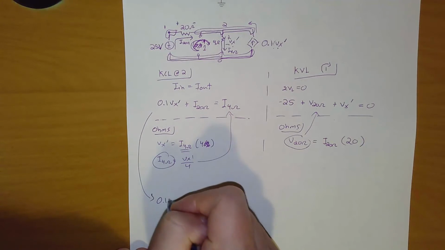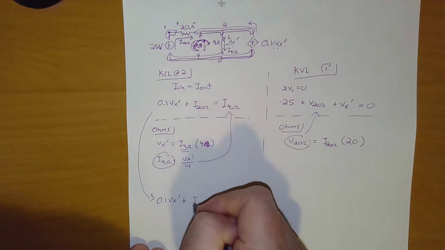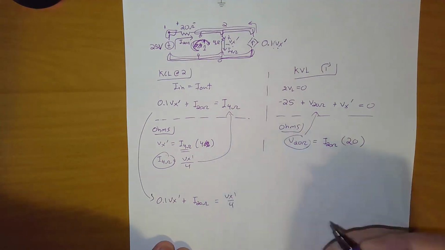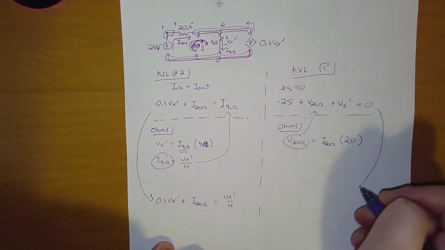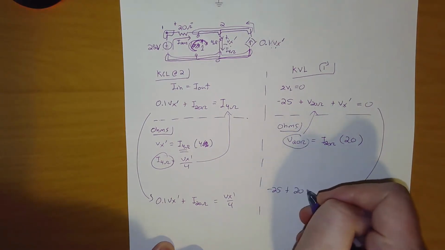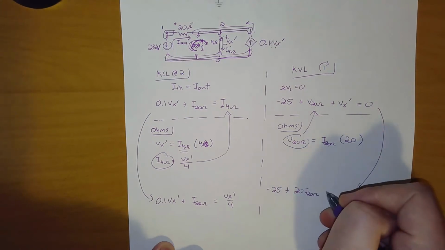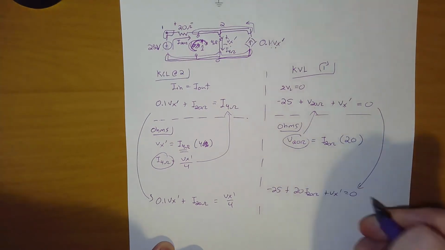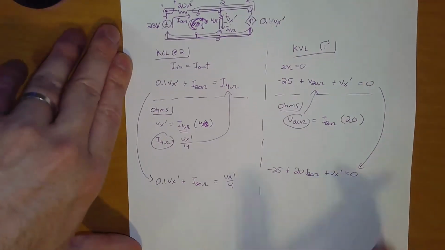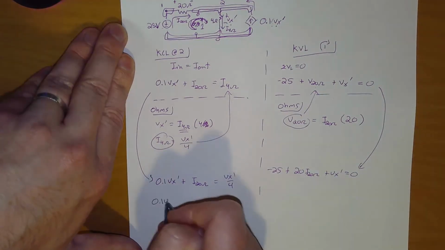We'll have 0.1 Vx prime plus I of 20 ohms is equal to Vx prime over 4. This one, when I bring it down, will become negative 25 plus 20 times I of 20 ohms plus Vx prime, all equal to 0. I'm going to solve one of these for I20 ohms and sub it in so that the only variable left is Vx prime. It's just your standard algebra. Basically, all we're doing here is algebra.